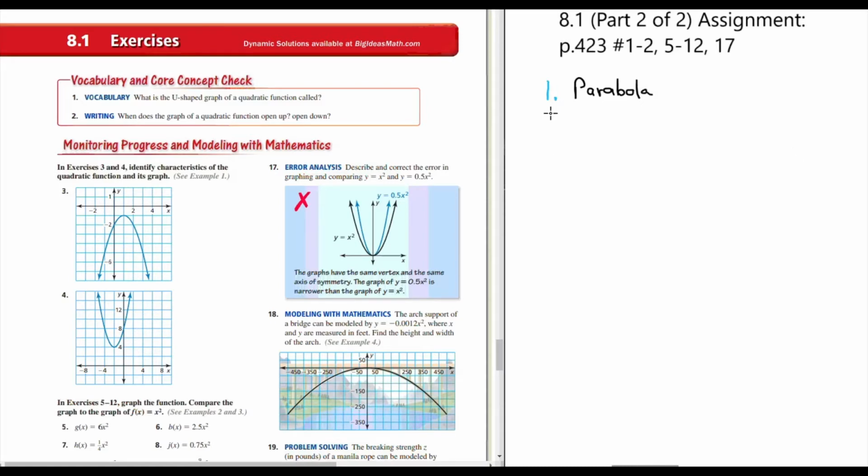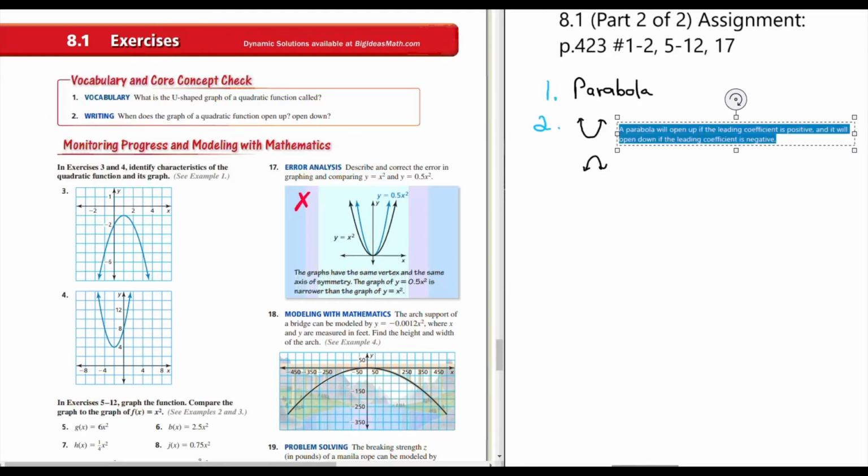All right, the second question here, number 2. It says, when does the graph of a quadratic function open up? So the parabola would look like this. And when does it open down? So the parabola would look like that. So there's two instances, one where it opens up and one where it opens down. A parabola will open up if the leading coefficient is positive, and it will open down if the leading coefficient is negative, and that is that A value.